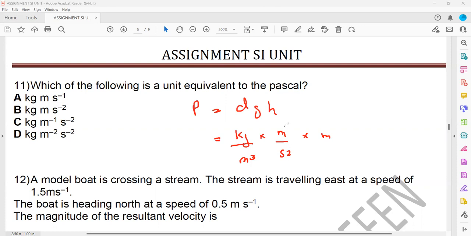When we simplify this, meter will cancel with two of them. So we are left with kilogram over meter second square. Both will move to the numerator, so it will turn out to be kilogram, meter raised to power -1, and second raised to power -2. So kilogram meter minus 1 second minus 2. So option C will be the valid answer.